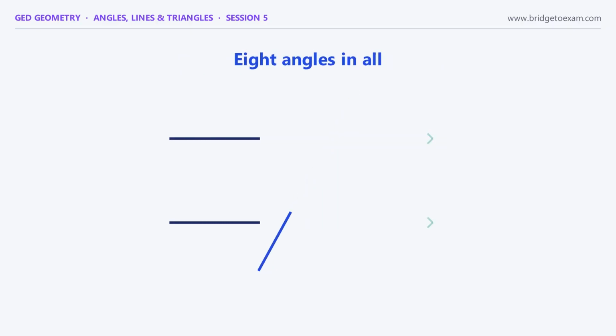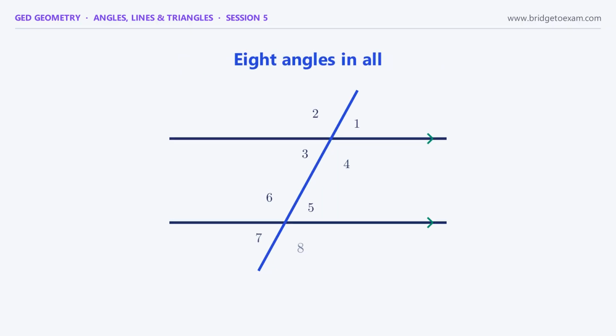Here are 2 parallel lines. Notice the matching arrow marks on them. Those arrows are the signal that tells us the lines are parallel. Now a transversal slices across both of them. Let's count the angles it creates. 4 at the top intersection, and 4 at the bottom. 8 in all.